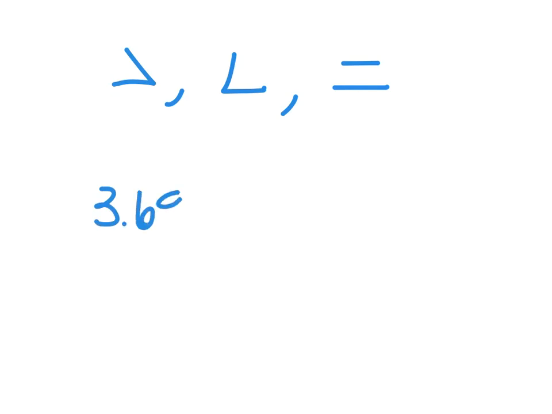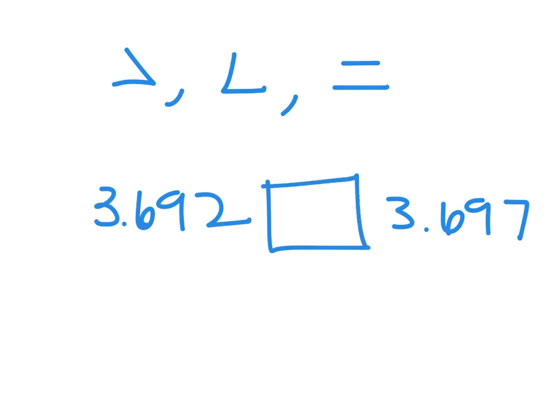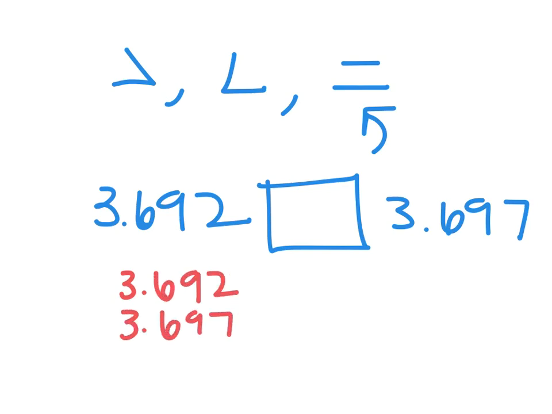Sometimes you'll just be given two decimal numbers and you will need to use either the greater than, the less than, or the equal to symbol to compare the two numbers. So let's say I had 3.692 and 3.697. And in this box, I need to put one of these above symbols that will correctly compare the two numbers. What I'm going to do is follow the steps in the last slide. So I will stack them, and start comparing their decimal places from left to right.